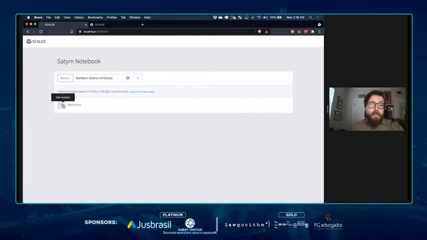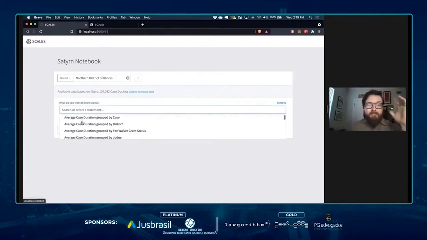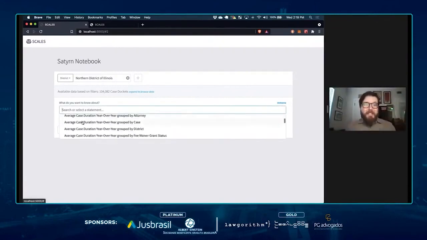Let's ask some questions. So I'm going to add some analysis. The system asks, what do I want to know about? In the current iteration of the platform, we're presenting this as a sort of search or select dropdown, but as you can see, it's not a great browsing experience.